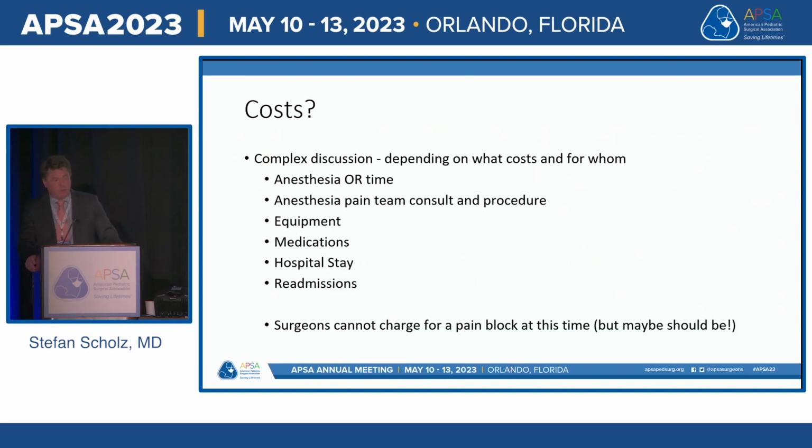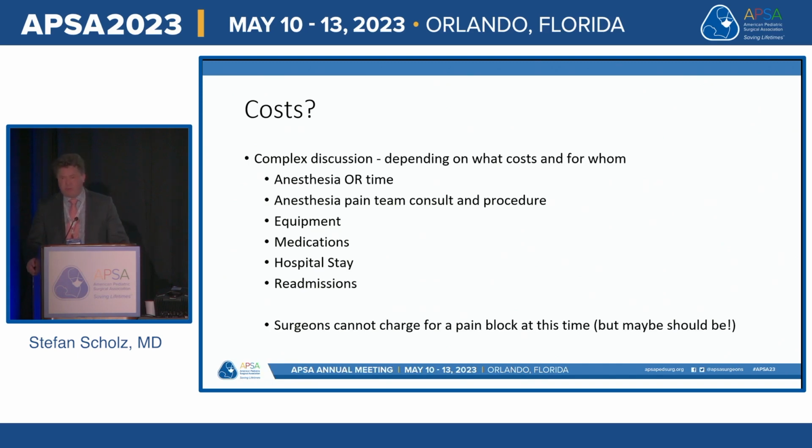Costs. It's always interesting to mention costs, because what costs? What is meant with this? Is it the cost to the patient? I mean, when the anesthesia pain team comes, they charge for a consult, they charge for their procedure, and it may get billed to the patient. The time in the OR, it takes time. The laparoscopic guided techniques are very quick. You do it yourself. Relatively little equipment is needed, the needle and the syringe.